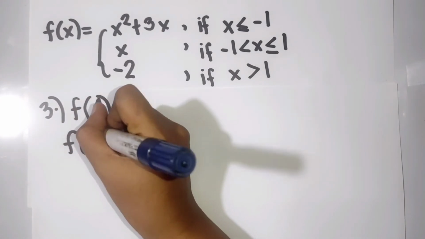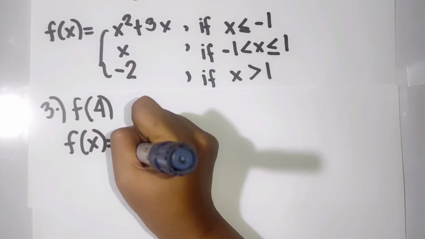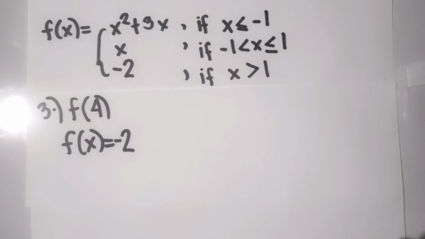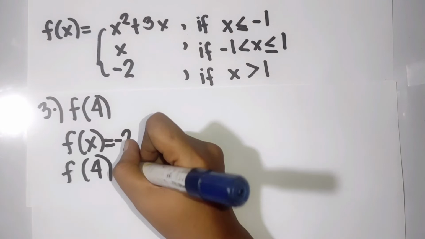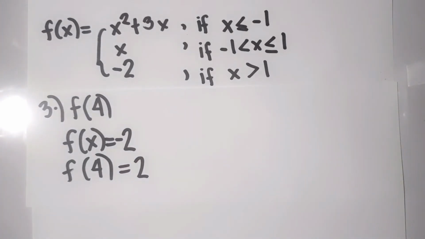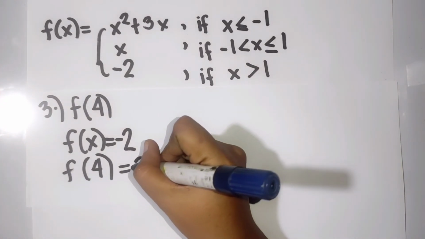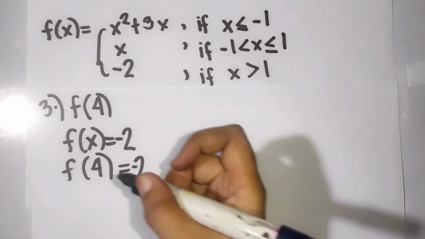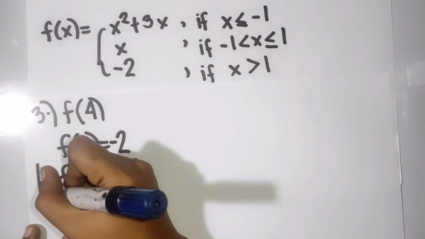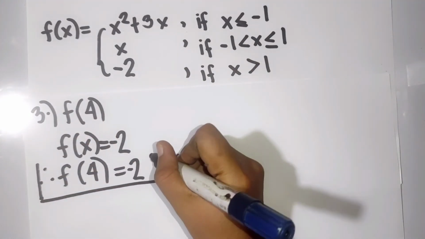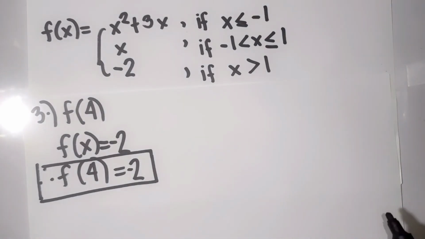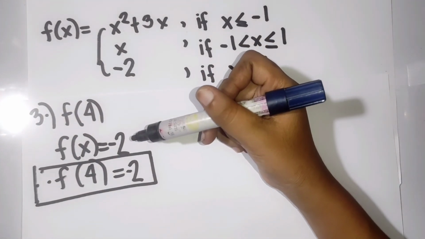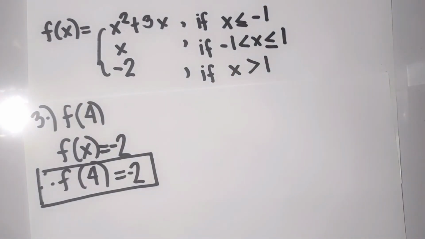f of x equals negative 2. Substitute all x with 4. f of 4 equals negative 2. Since there are no other x variables and negative 2 is a constant, our answer is f of 4 equals negative 2. So there's nothing to solve here since there is only a constant, negative 2.